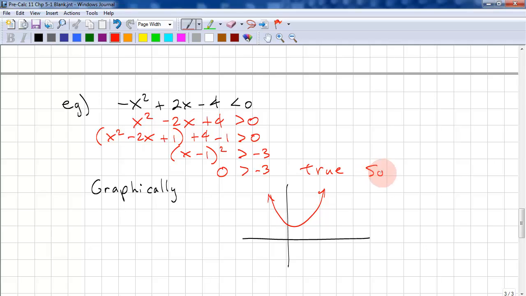So x is all reals. And if we look at the graph, all the y values are greater than 0. So this is a graphical reason why our solution is all reals. And just a reminder, we're always checking the y values to see if they're greater than or less than 0. And what we're doing is finding the domain where that happens. And that completes this lesson.